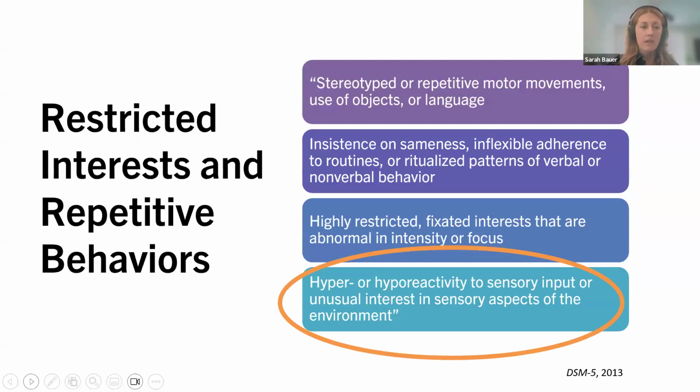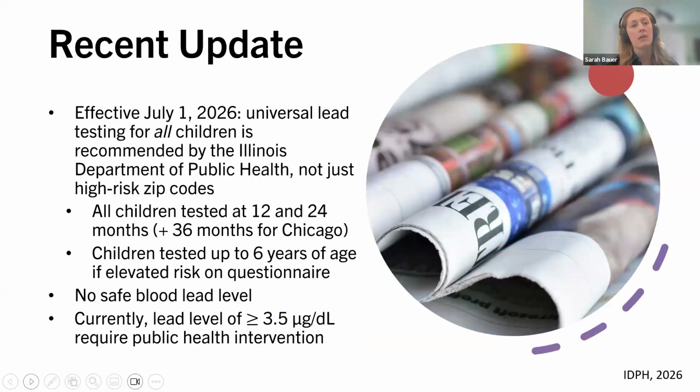For the sake of our talk today, when we're thinking about restricted interest and repetitive behaviors, I want you to focus your attention on the bottom, which is a hyper or hypo reactivity to sensory input or unusual sensory interest in the sensory aspects of the environment. This is what I focus on a lot when I'm thinking about lead exposure, right? Because this might be a person who licks, mouths, eats things that are non-edible past the point of when we think that that is developmentally expected. And so that matters. And something that I talk about a decent amount in our clinic.